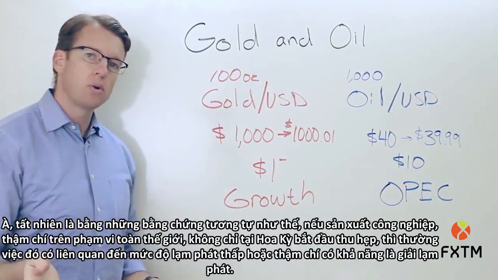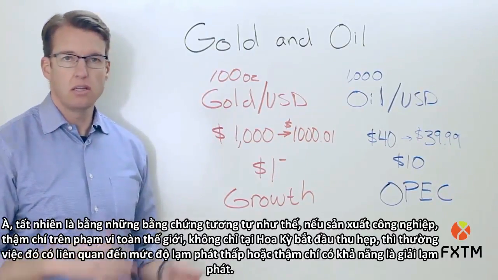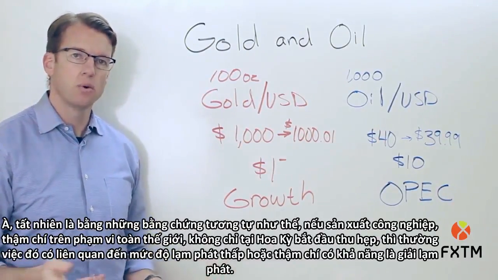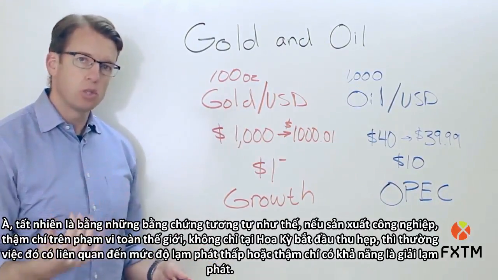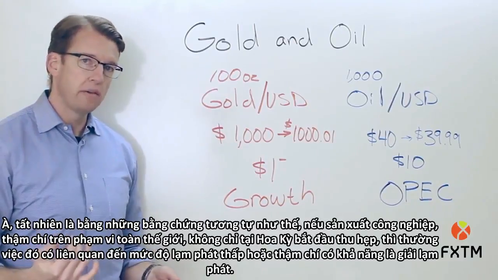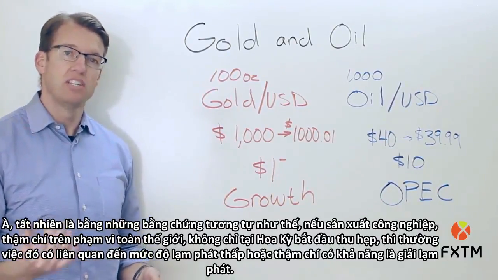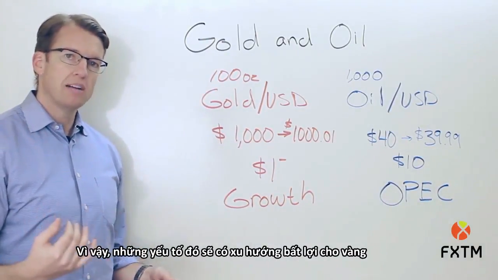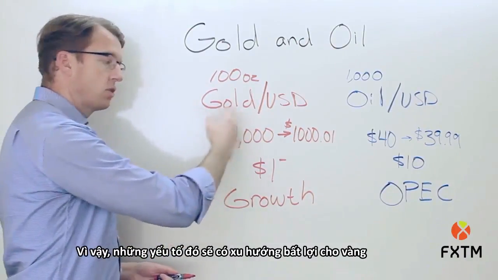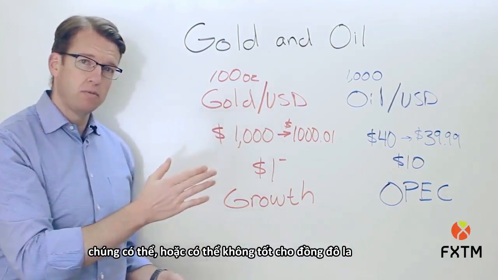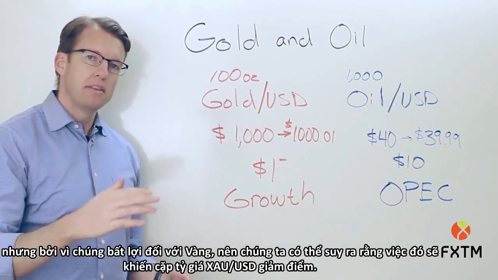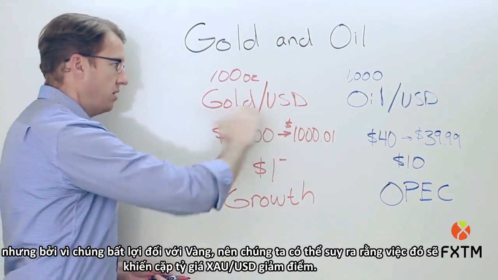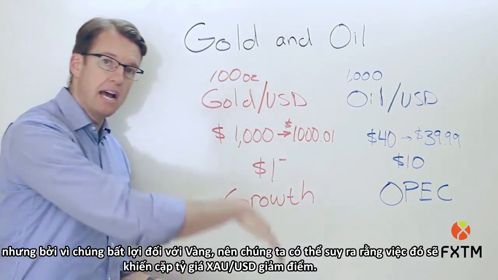By the same token, if industrial production, even worldwide, not just in the US, is beginning to contract, usually that's associated with fairly low levels of inflation or potentially even disinflation. So those factors would tend to be bad for gold. They may or may not be good for the dollar, but because they're bad for gold, we can infer that that would then send the pair between gold and the US dollar to the downside.